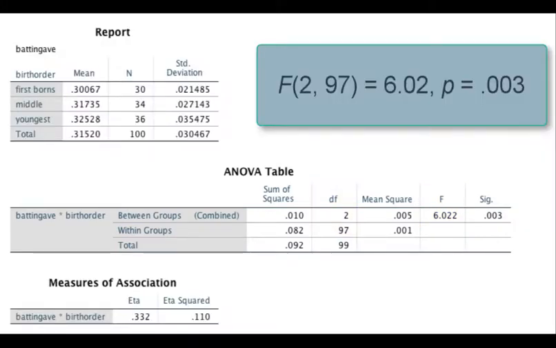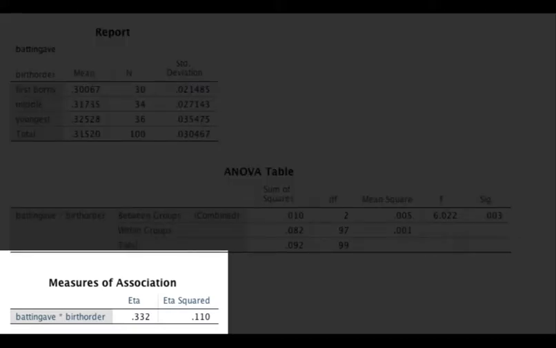Shown here, you can see how we would report our results of the one-way ANOVA. Click pause if you need additional time to figure out where these numbers came from. Under measures of association, we get the effect size. Eta squared tells us the proportion of variance accounted for. In this example, eta squared equals 0.11. That indicates that 11% of the variance in batting average is accounted for by birth order.